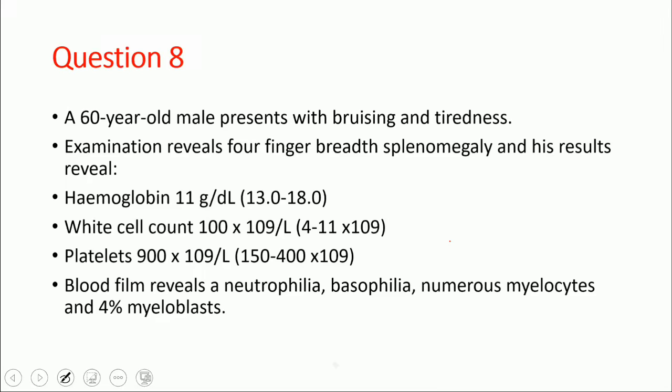So very high white count, and platelets slightly increased. And you see a range of white cells.